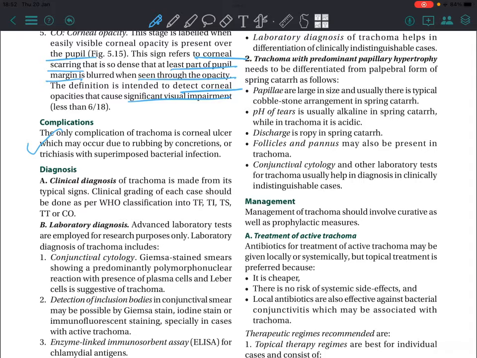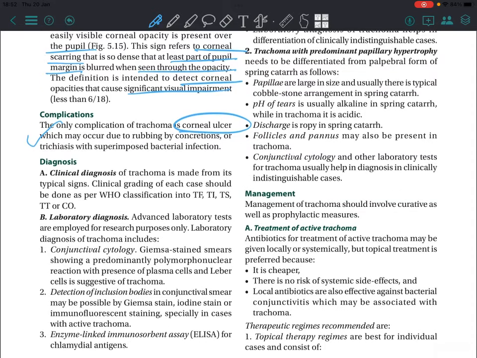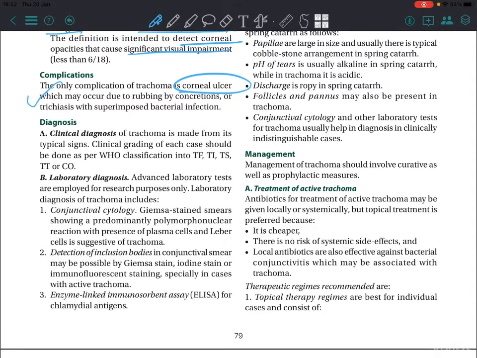Complications. The only complication is corneal ulcer, which may occur due to rubbing by concretions or trichiasis with superimposed bacterial infection.